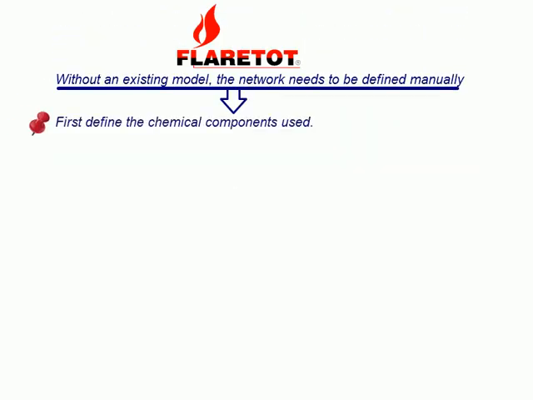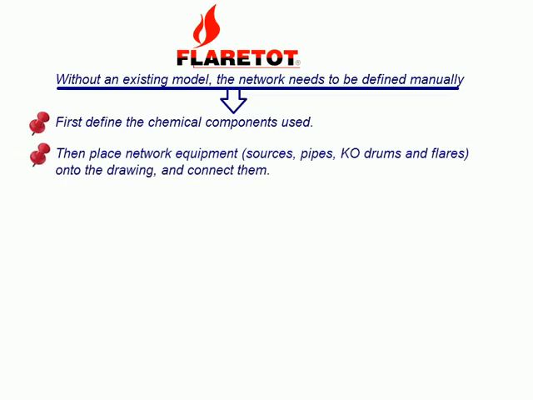First, you must define the chemical components used in all flow sources. Then, drop network equipment, such as sources, pipes, knockout drums and flares, onto the drawing. Once placed, equipment is connected on screen with the connectors provided.